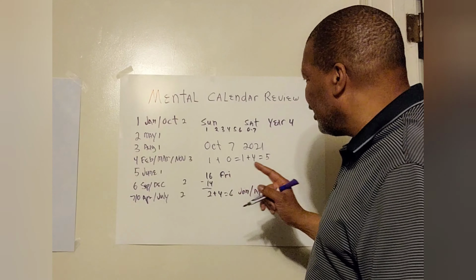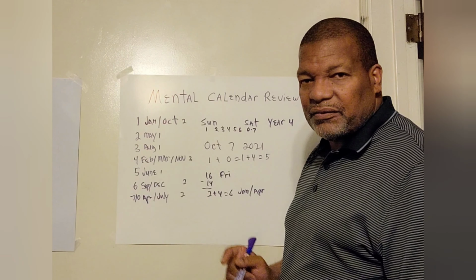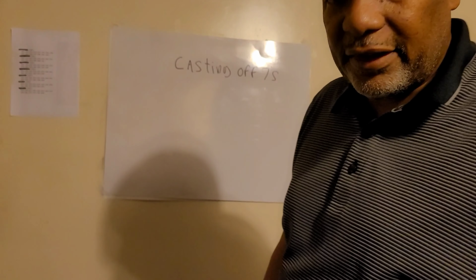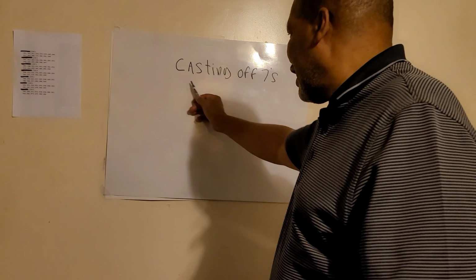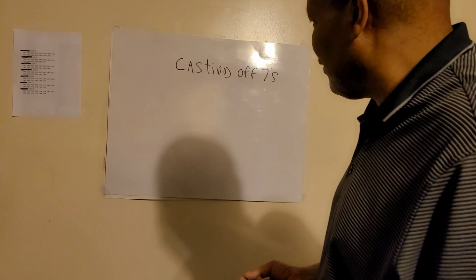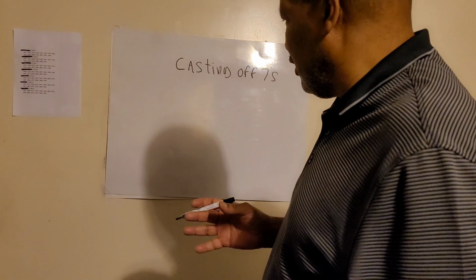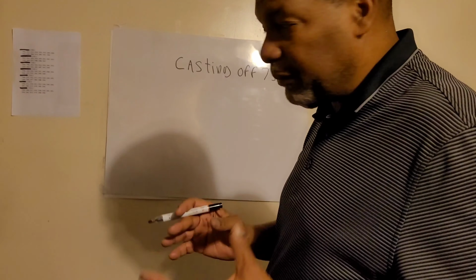Okay? So casting off sevens is very important, so stay tuned for that. Okay, so now we're going to talk about casting off sevens. Casting off sevens is very important because you very quickly get to your number that you need.